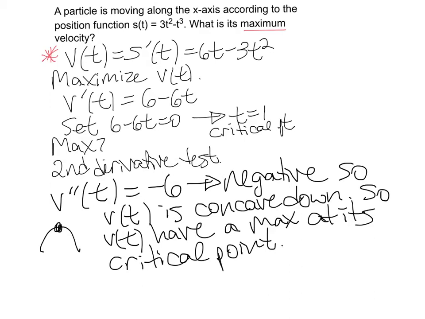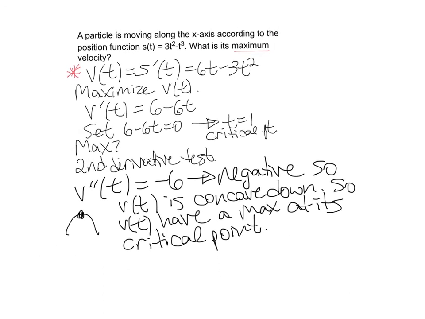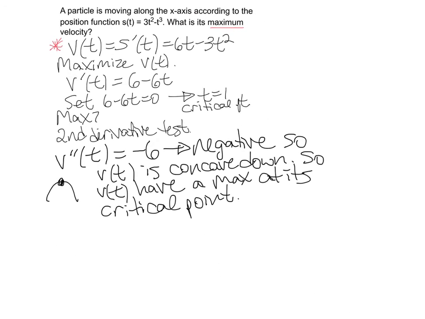But the question didn't ask where does it have or when does it have. In this case, t represents a when. The question didn't ask when is the velocity at its maximum. The question asked what is the maximum velocity. So now we have to find out what is v of 1, because that's the critical point.